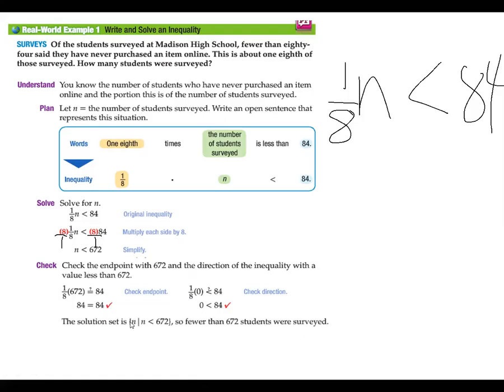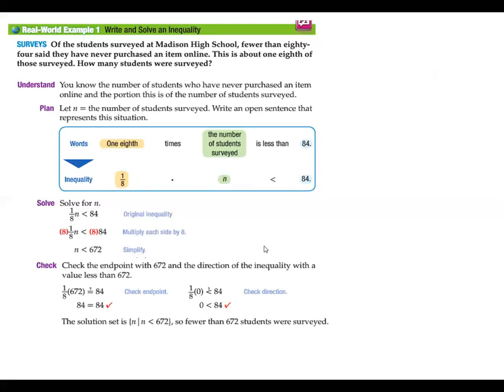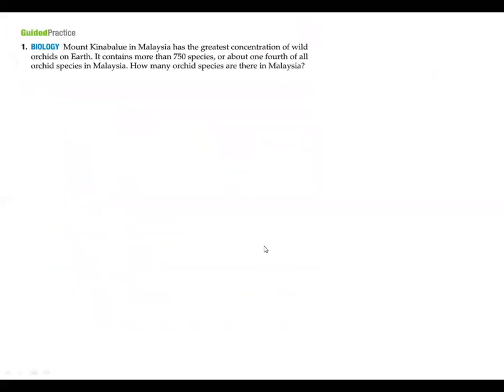So the solution set is n such that n is less than 672, so fewer than 672 students were surveyed. All right, here's one for you to try. Go ahead and pause the video.